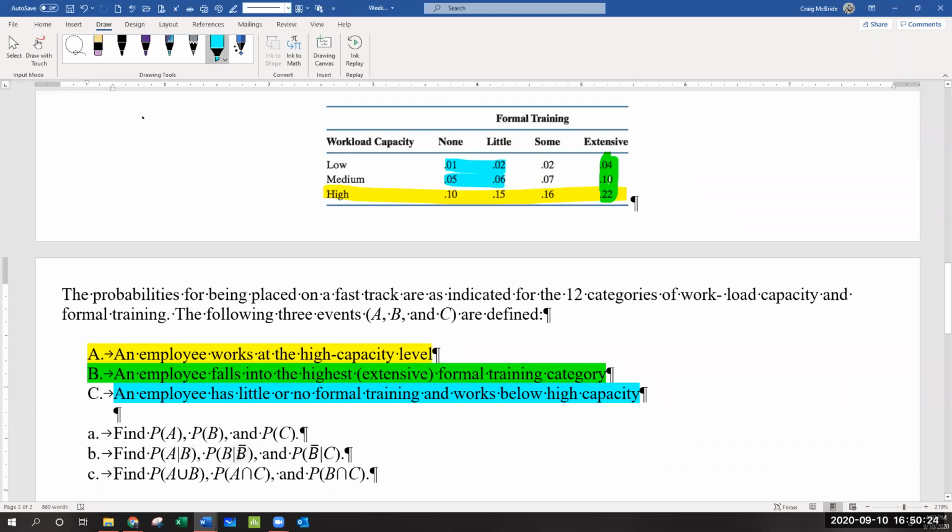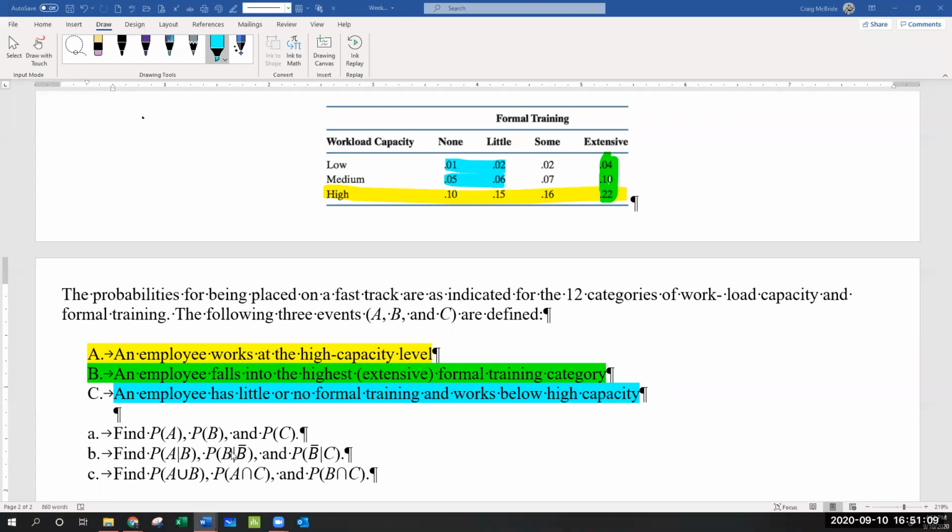So this one says we're in the subset of not B, right? Because B with a line over it is the complement of B. So we're everything outside of the green. Within that subset, what's the probability of being in the green? Isn't that impossible? Yeah. So it's basically saying, what's the probability of being an employee who falls into the highest extensive formal training category, because that's B, given that we are not an employee who falls into the highest formal training? So it's impossible, because how can we be something when we're already given that we're the opposite?